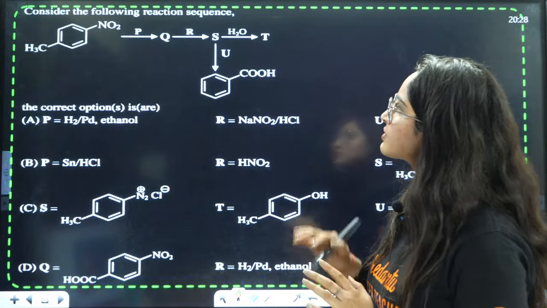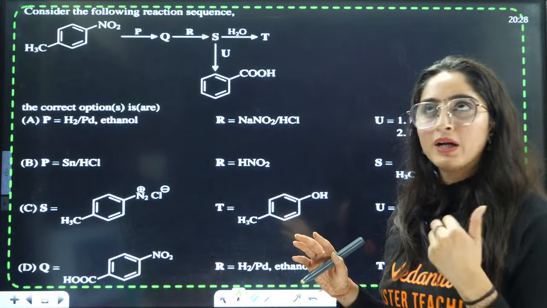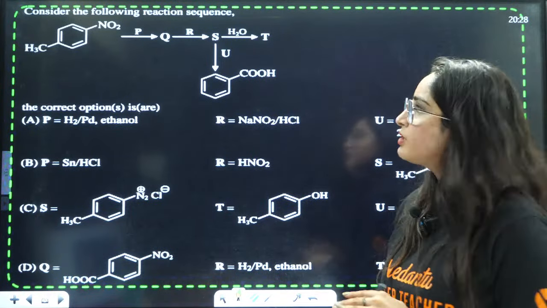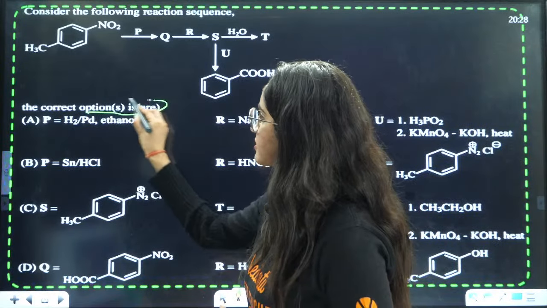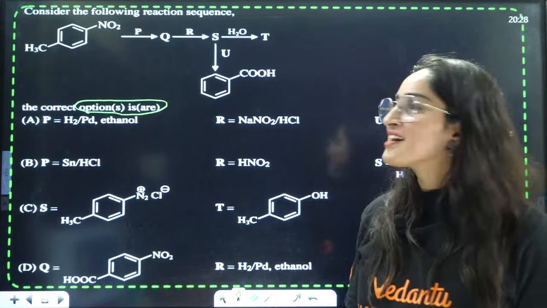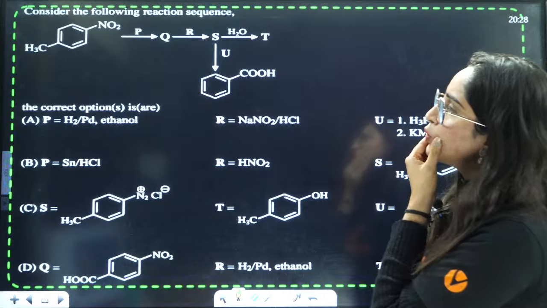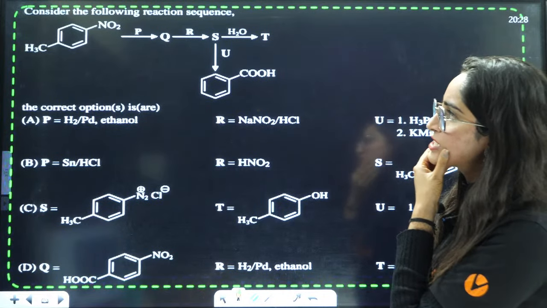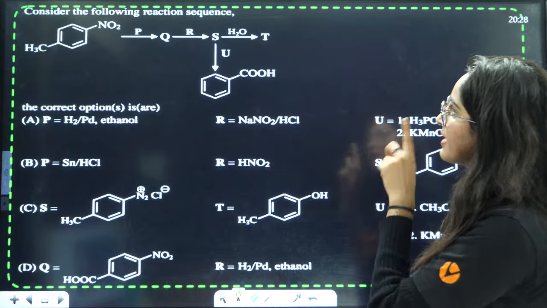Now this is a multiple answer question, so how many correct options? It can be 1, it can be 2, it can be 3. So you have NO2 and CH3 that are para to each other. P, then you have given Q, then R, then S, then HO, then T.